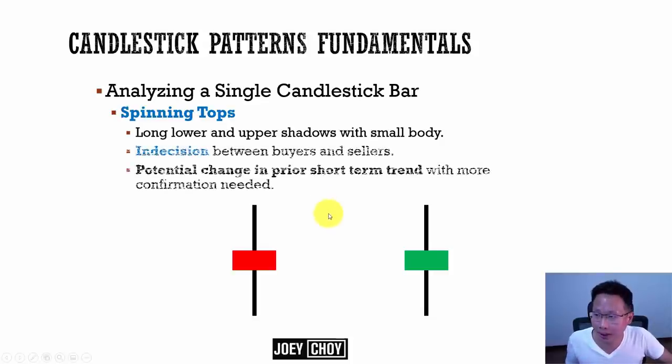So what does this mean, all right? It means there's indecision between buyers and sellers. Because you can see right here, the body is right in the center, that means it opened higher, went up or went down, and then finally closed lower. But because of the much longer upper shadow and lower shadow, you can see that it's indecision, because buyers took prices up, sellers came back and pushed it back down. In the end, it closes somewhere around the center, all right? So it's indecision between buyers and sellers. In terms of demand and supply, it can go either way.